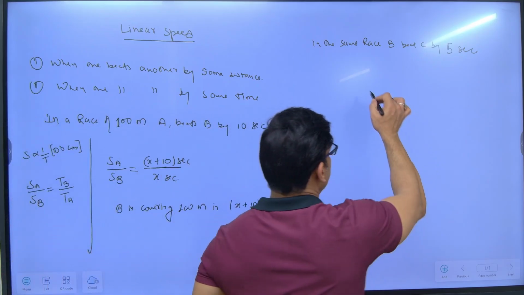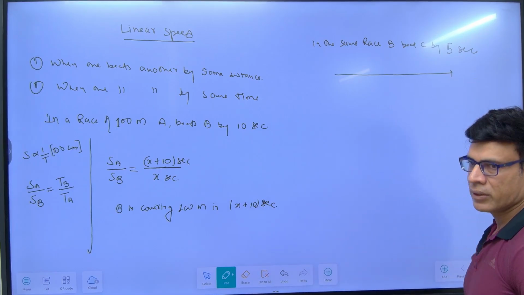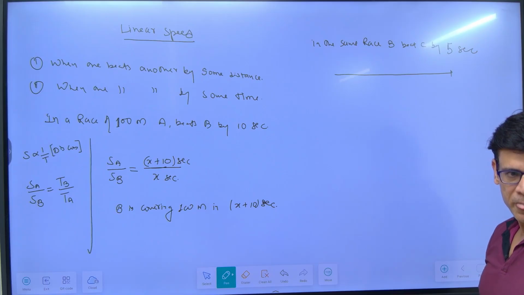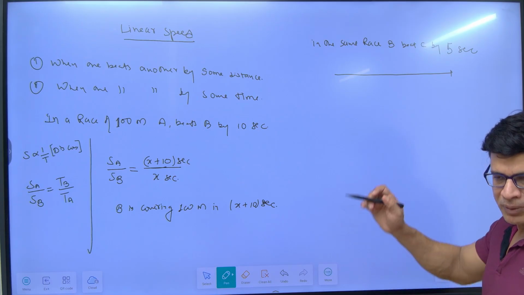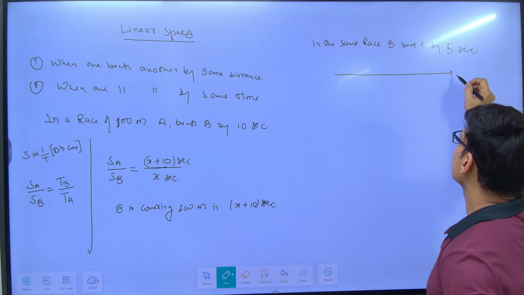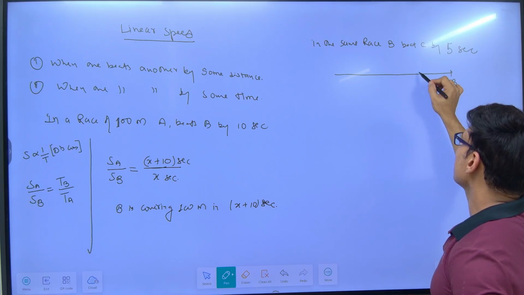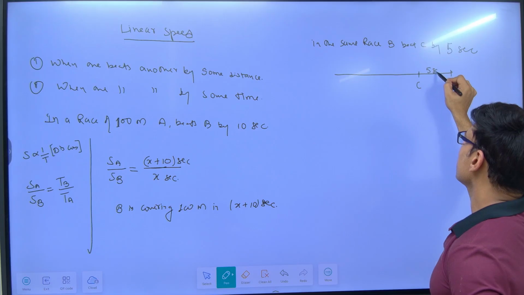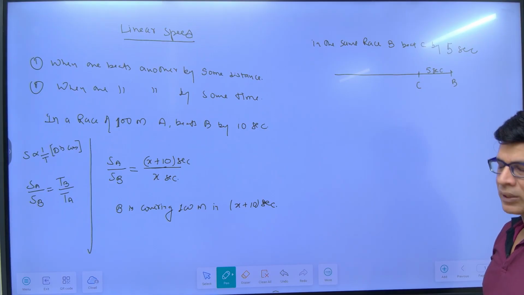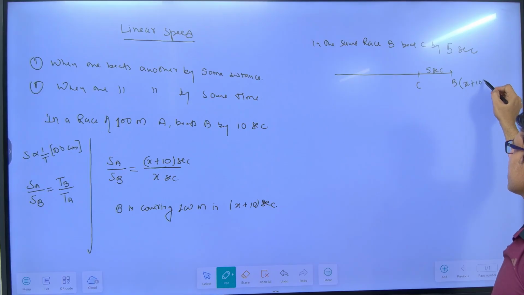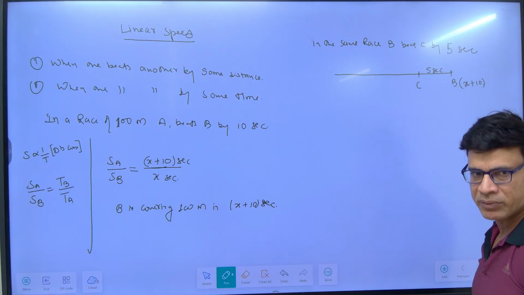In this case, what is going to happen? B will again cover the entire 100 meters in how much? X plus 10 seconds or not? To cover that 100 meters, C will take how much time? X plus 15 seconds, right? Because distance is constant. So when B is here, C is somewhere here, and he will take another 5 seconds to cover this remaining distance. So if B reaches here in x plus 10 seconds, C will take another 5 seconds, x plus 15 seconds or not.